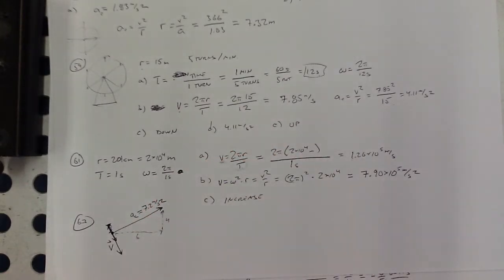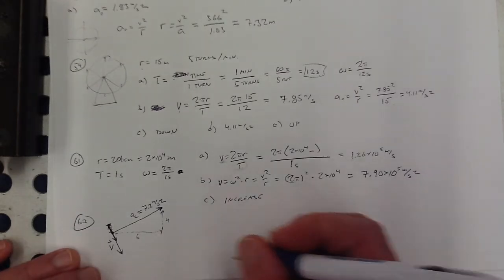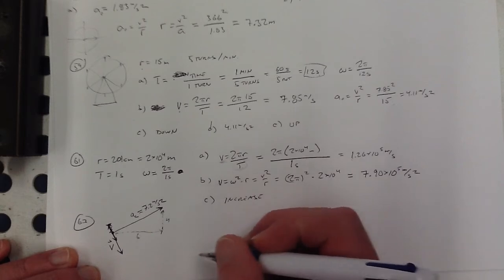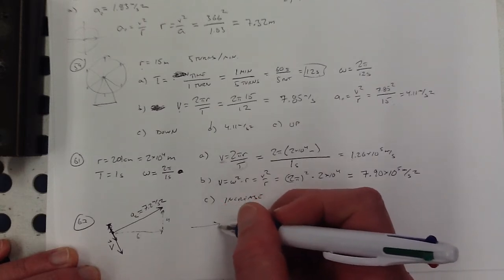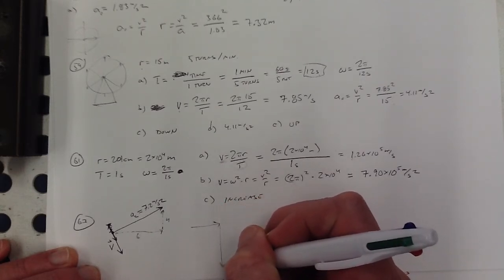All right, what do they want to know? It moves at a constant speed. At time 5 seconds, the particle's acceleration is 4i negative 6j. So what does that look like? 4i negative 6j.